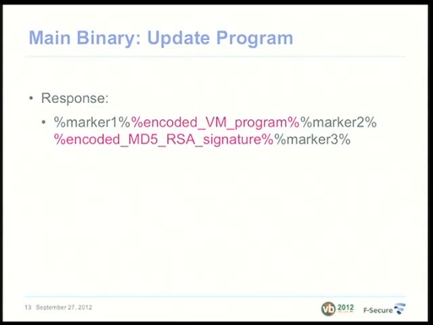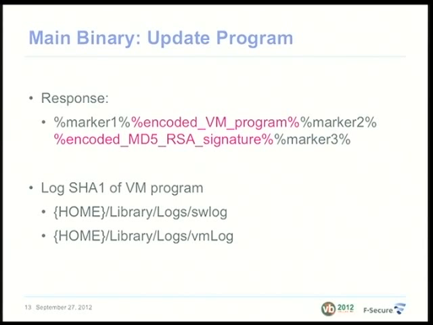Now, Flashback expects the response to contain an update program with a matching RSA signature. If the RSA signature is valid, then Flashback would execute the update program, provided that this was never executed on the system before. To track this, Flashback logs the SHA-1 of all executed programs to a file.